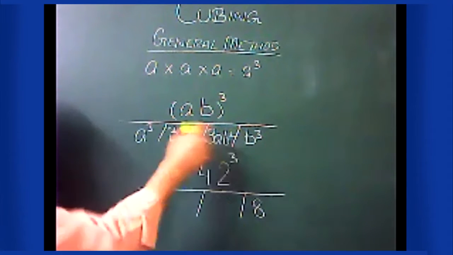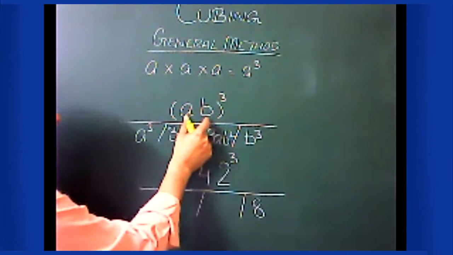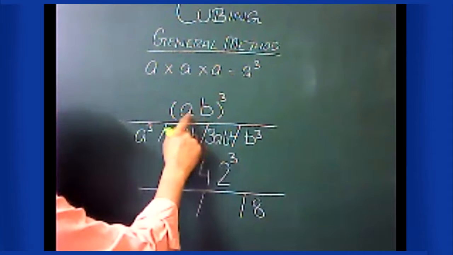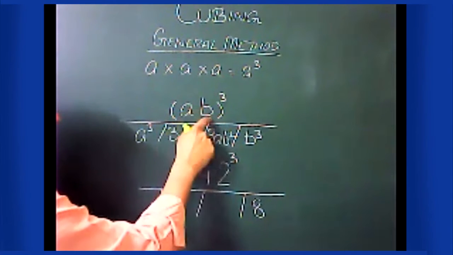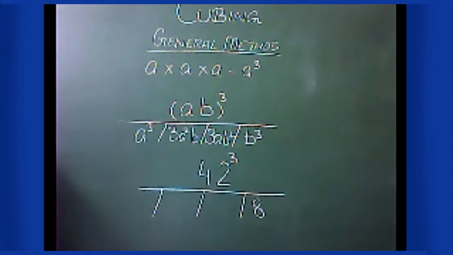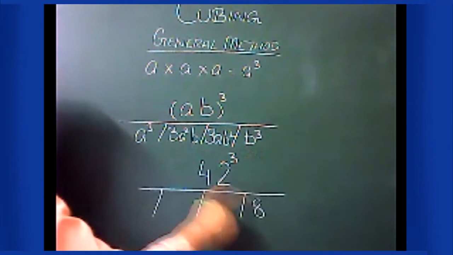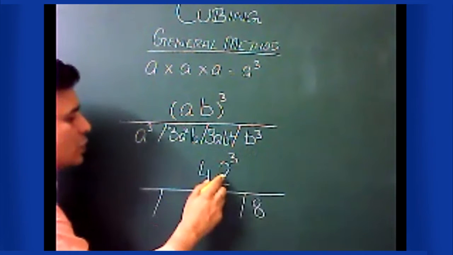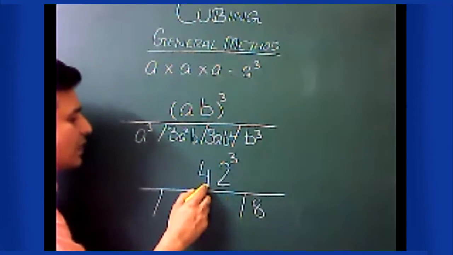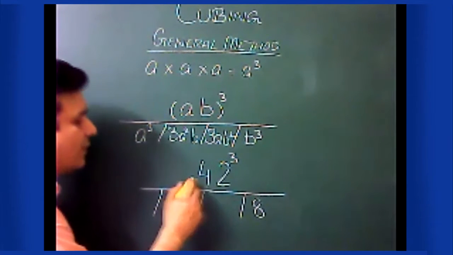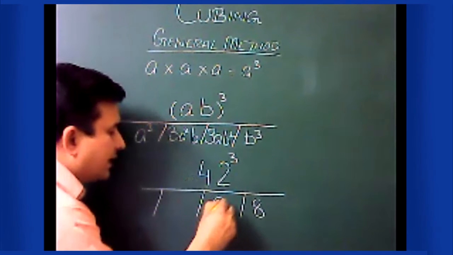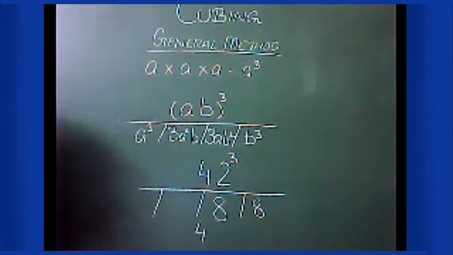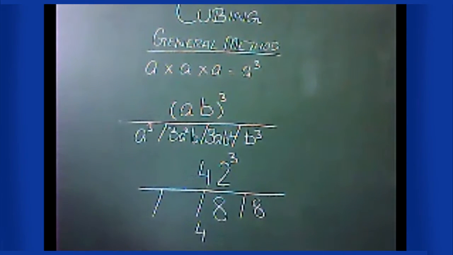In this, if we consider the number as AB, where A and B are digits at the tens and units place, then we get our answer in 4 easy steps. The first step is b cube. Here b is 2, so 2 cube is 8. Then 3ab square: 2 square is 4, 4 times 4 is 16, into 3 is 48. But I will write 8 and 4 will go as carry. Can you explain that step again, Kapil sir?